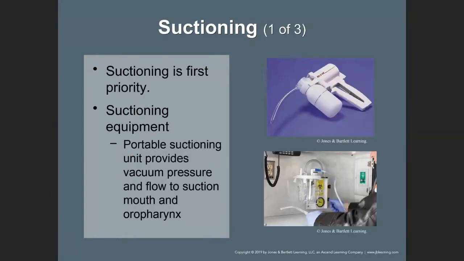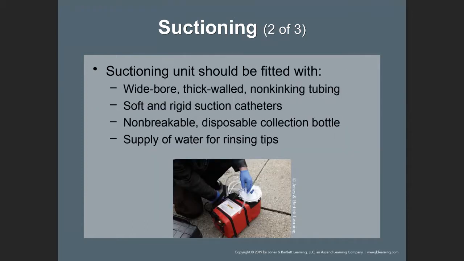Now, suctioning. Suctioning is the first priority. Suction equipment. A portable suction unit provides vacuum pressure and flow to suction the mouth and oropharynx. So you have your handheld suction, fixed suction unit, and you have your portable. You need to be familiar with the type of suction device you're using.